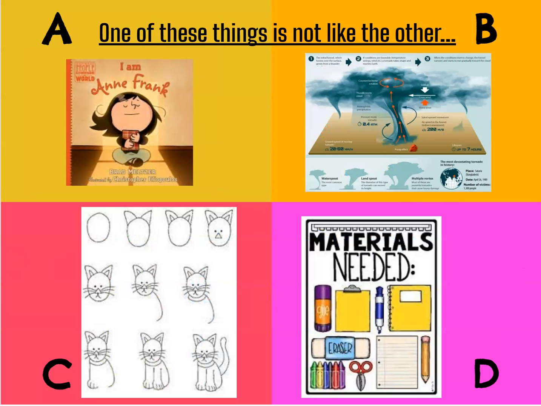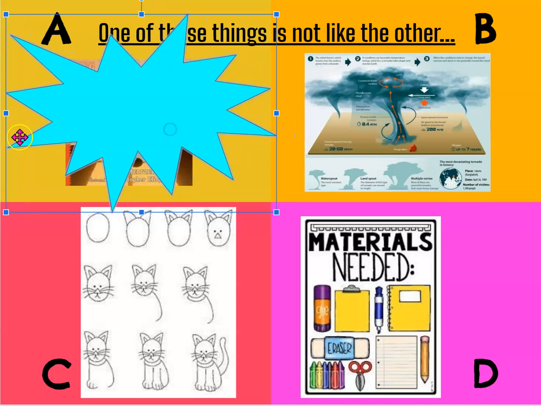Here's our last round of our game. One of these things is not like the other. Take your guess in 3, 2, 1. If you guess this biography of Anne Frank as our non-example, you are correct. Again, diagrams, when we list materials, when we see how to do things, those are examples of technical writing.